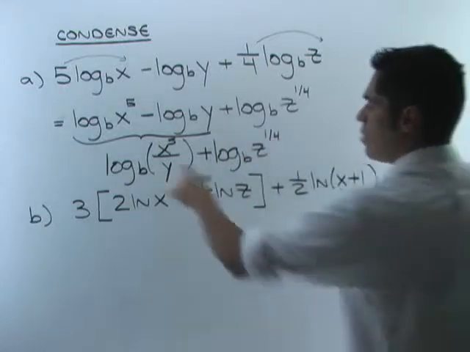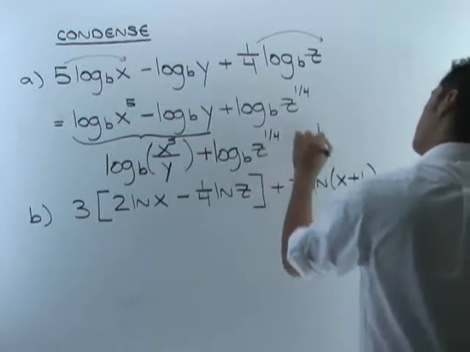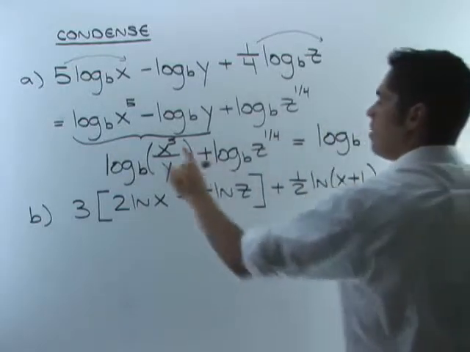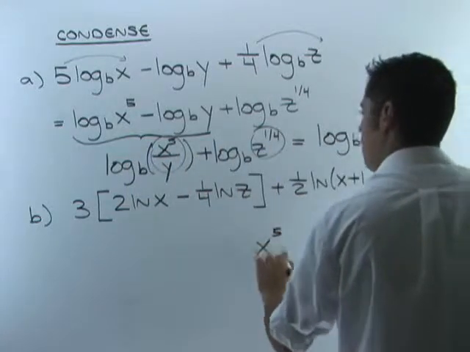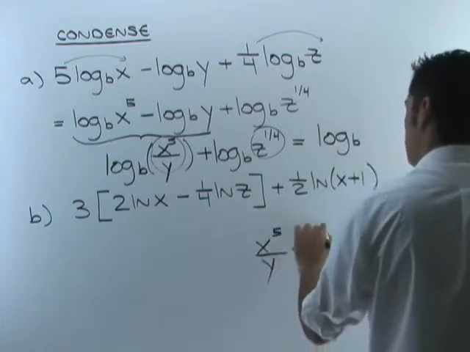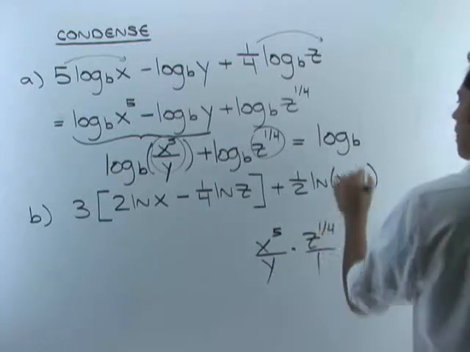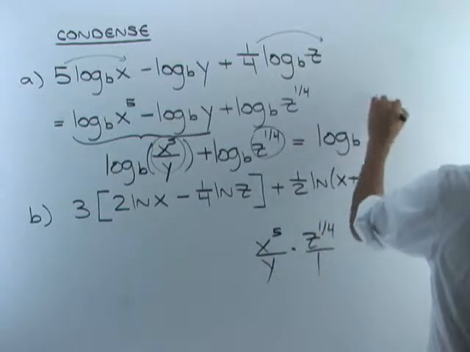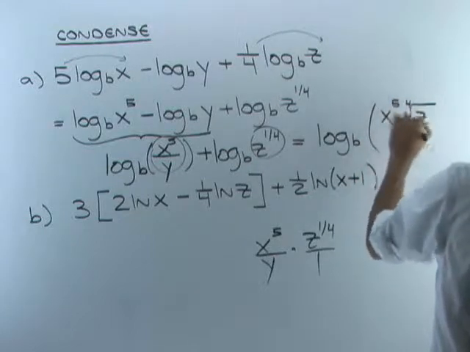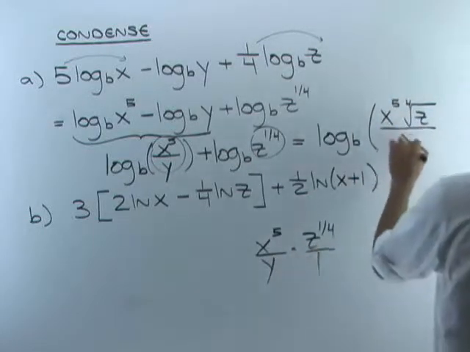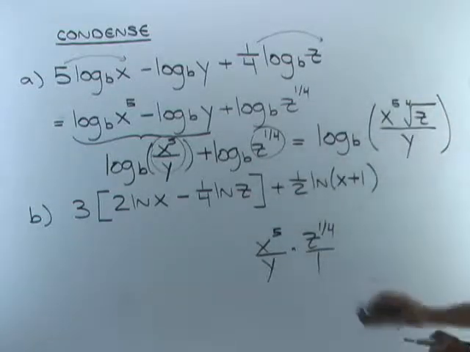Okay, now we have addition of two logs. So when you have addition, they can come together to one log, log base B. But now you multiply this times this. And remember, that's x to the 5th over y times z to the 1/4 over 1. And those go together, so the z is going to be on the top. So we're going to have x to the 5th, z to the 1/4, which I'm going to write as the 4th root of z, all over y, which was still down there. So now we've condensed it down into a single log expression.